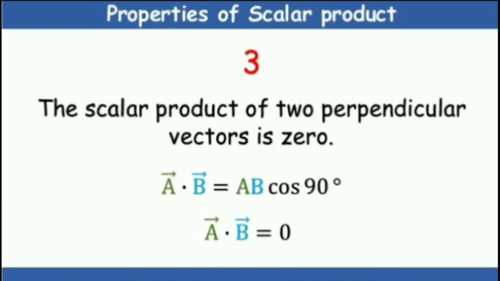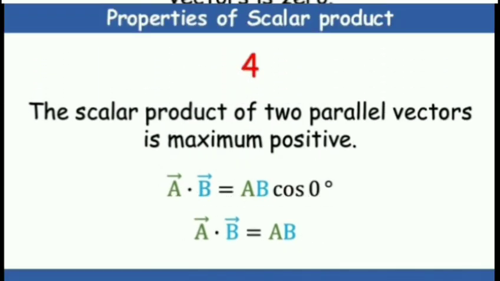Third property of scalar product. The scalar product of two perpendicular vectors is 0. A vector dot B vector equals AB cos 90 degrees. That means A vector dot B vector equals 0.